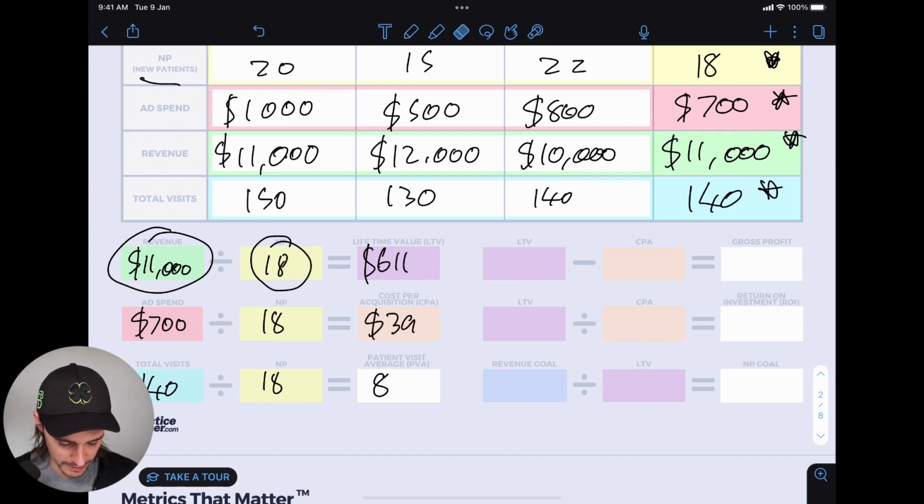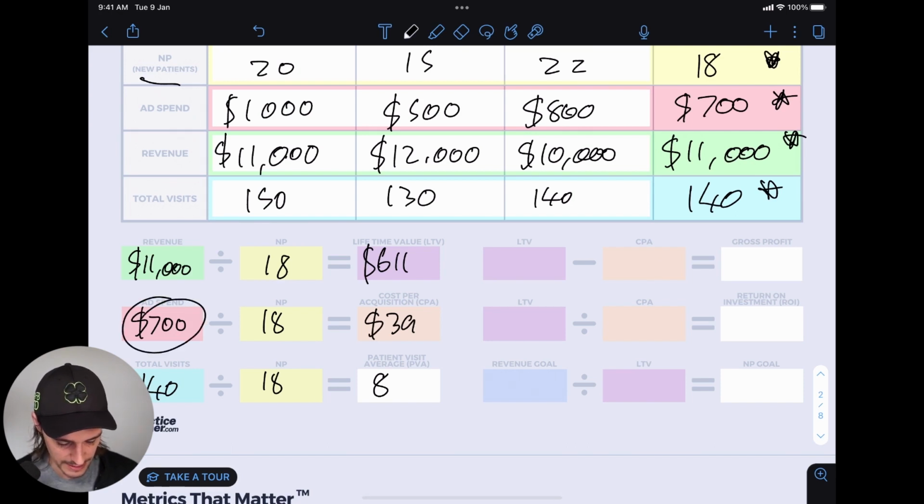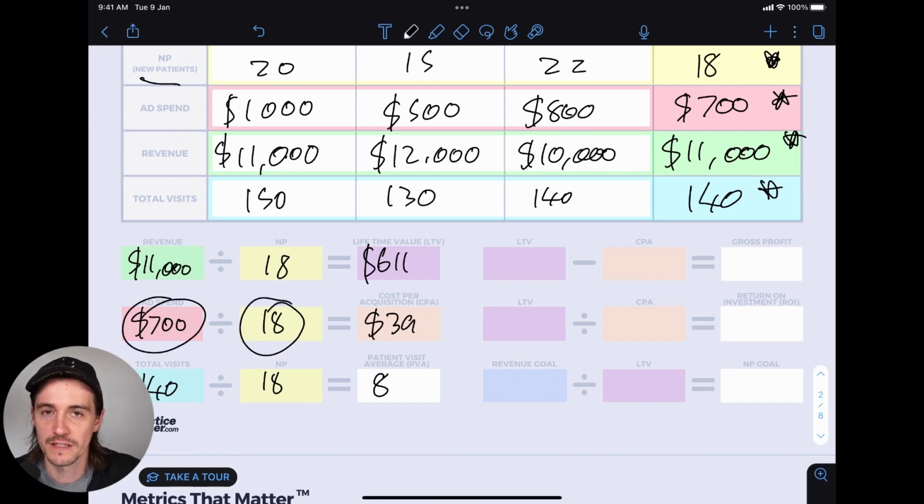So the next one here is we've taken our ad spend and divided it by our new patients. So this number that it calculates here, $39, is our cost per acquisition, meaning how much money does it cost us to acquire a client. If I'm spending $700 a month on average and I'm generating 18 new patients a month on average, then the $700 bought me 18 new patients, and therefore it cost me $39 to purchase a new patient.